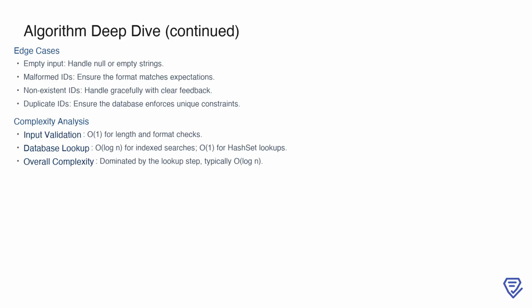From a complexity standpoint, input validation is efficient, operating at O(1), since it typically involves simple length and format checks. Database lookups, when performed on indexed columns, generally operate at O(log n), while an in-memory hash set would provide constant-time lookups at O(1). Overall, the algorithm's complexity is primarily determined by the lookup step, making it crucial to optimize database search efficiency. By addressing these edge cases and optimizing performance, the solution becomes robust, scalable, and user-friendly.